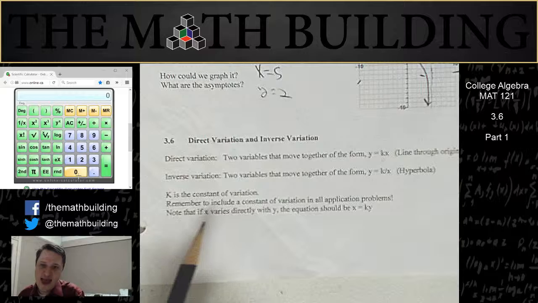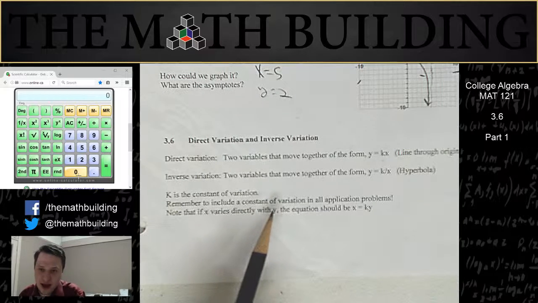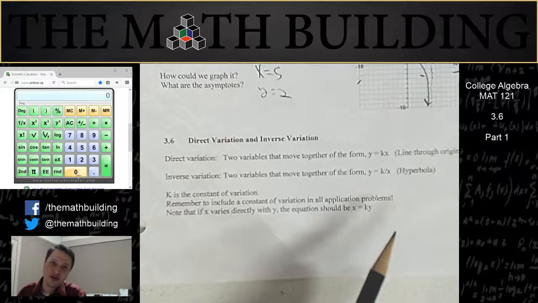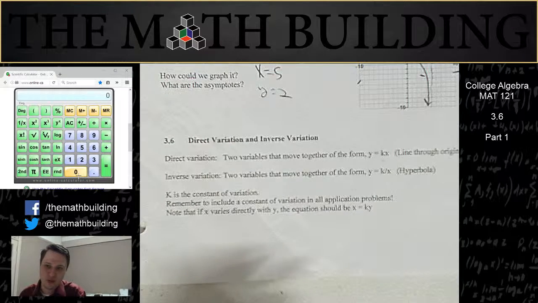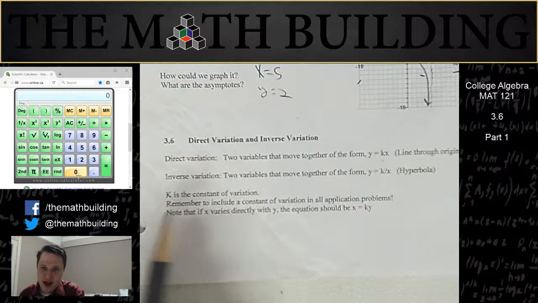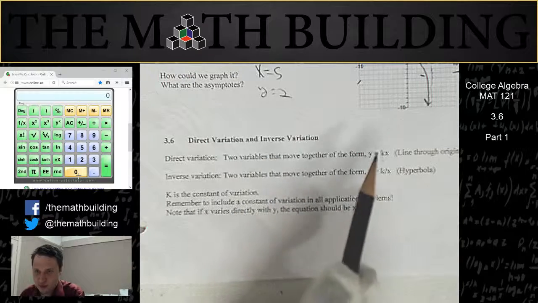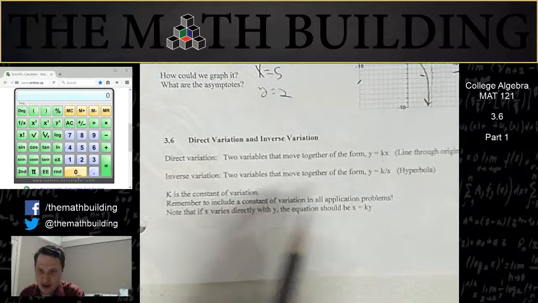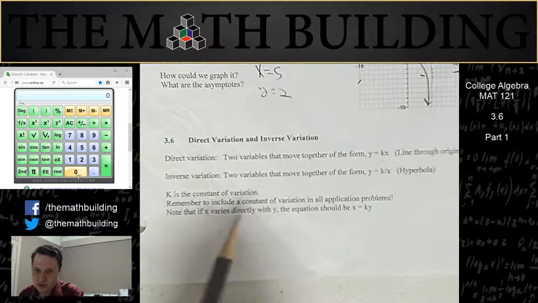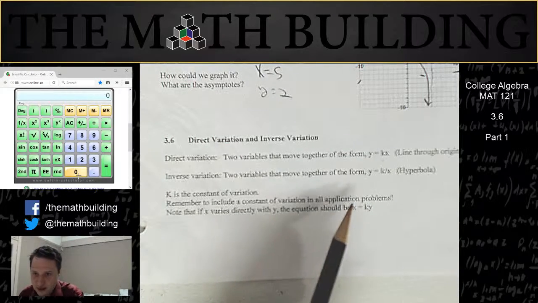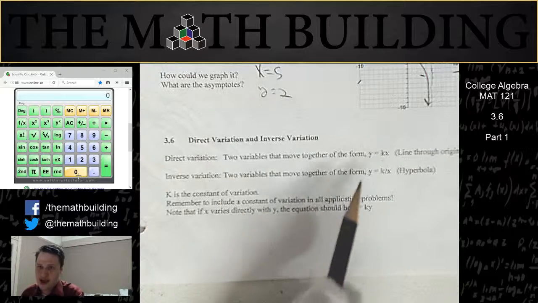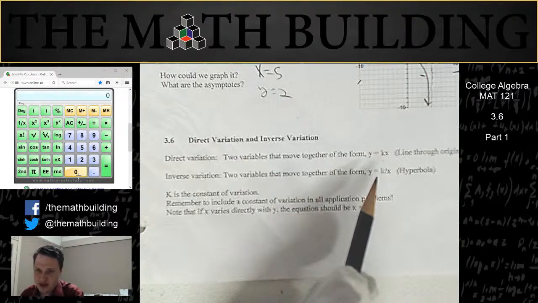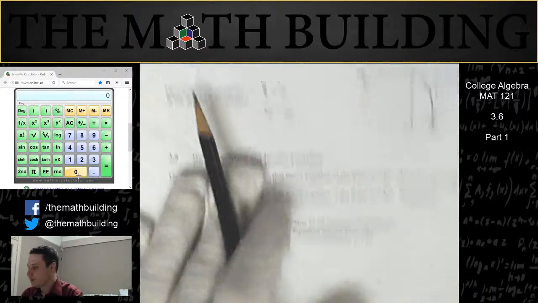If I said x varies directly with y, the equation is x equals ky. So notice that the equation is a little bit backwards, okay? If it's y varies directly with x, it's y equals kx. If it's x varies directly with y, it's x equals ky. So whichever letter comes first is the letter that should come first in your equation. And that's the same for inverse too. This is y varying inversely with x.